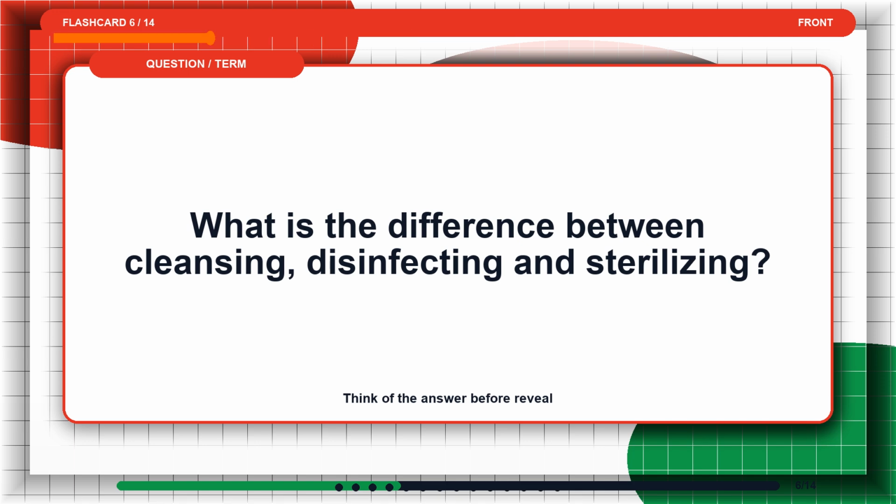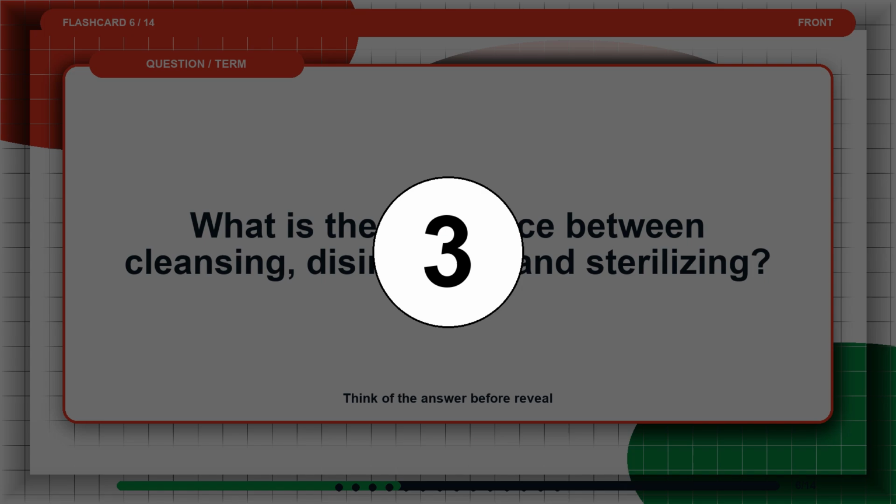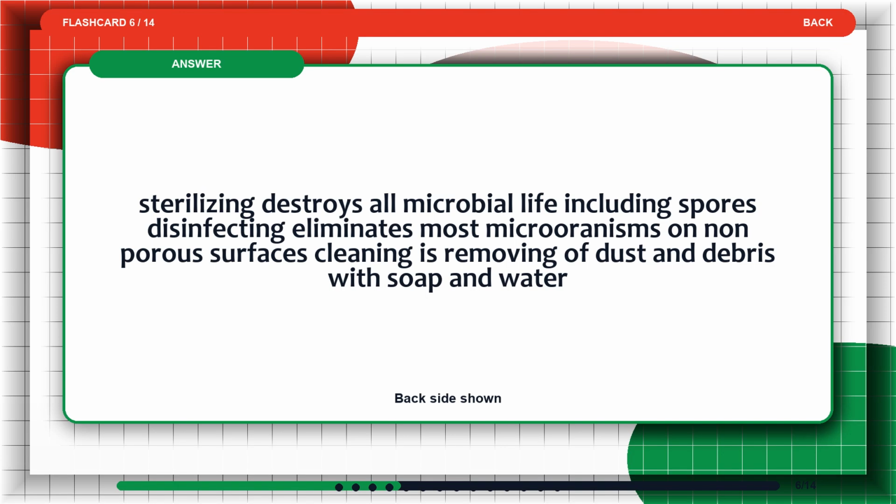Pause and think of the answer before the reveal. The answer is sterilizing destroys all microbial life including spores. Disinfecting eliminates most microorganisms on non-porous surfaces. Cleaning is removing of dust and debris with soap and water.